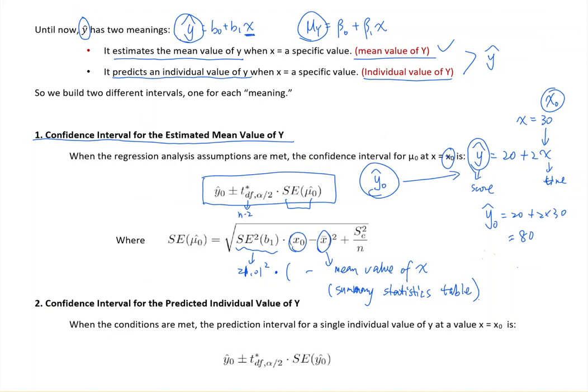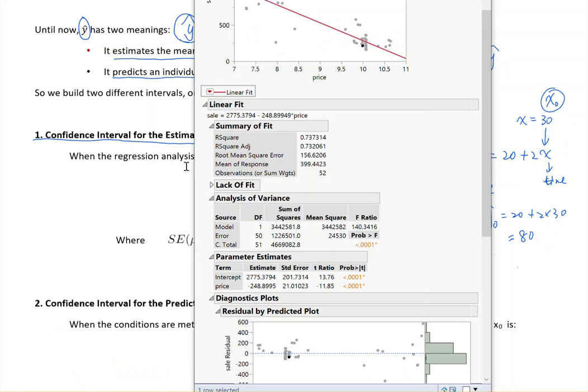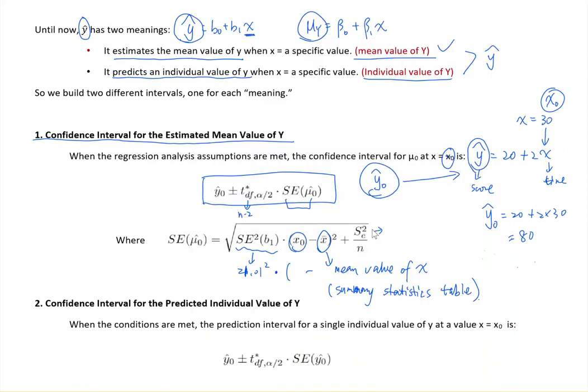All right. The last part of this formula will be the SE squared divided by n. So how can you get this SE? Still remember what SE is? The SE is the root mean square error in the output, right? So this is the SE, which is 156.64. This is the root mean square error in the output.